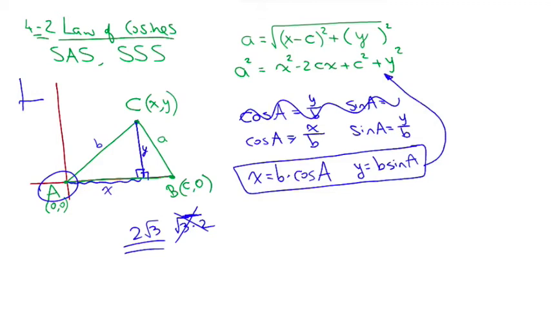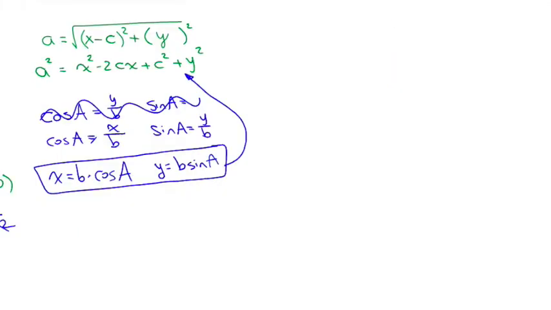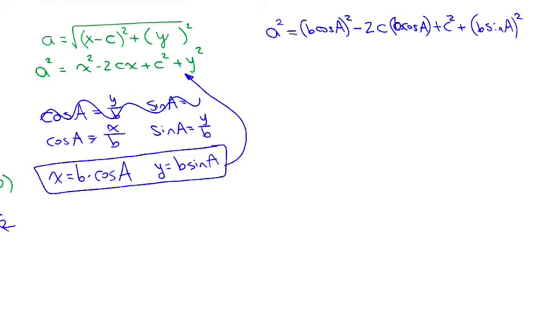Why? Why not? So that becomes a squared. Can't do anything with that. What's the x become? b cosine of A. And it has to go in parentheses, so b cosine of A, and it's all squared. Minus 2c times b cosine of A, plus c squared, plus b times sine of A, all squared. Oof. Why would you do this?